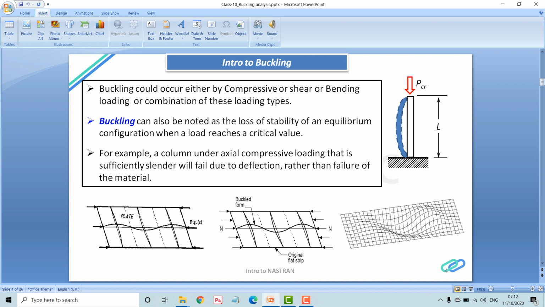So you can see the structure which is undergoing buckling, how it has deformed, and this deformation is called the buckled form. This is also called the mode shape of the structure which is undergoing the buckling.